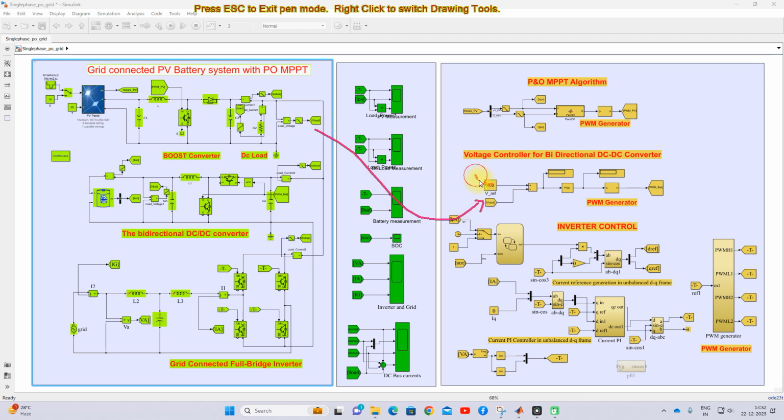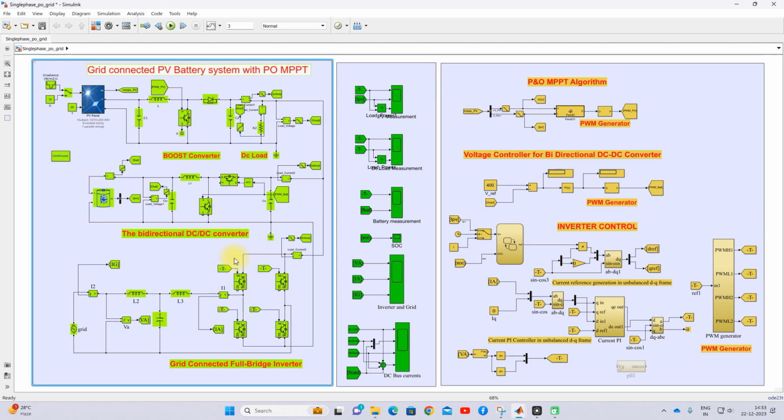So that is going to be compared with the reference voltage of 400, and the error voltage is going to be processed via a PI controller. So it will generate the duty cycle, and then it is going to be processed via a PWM generator, which will generate the pulses for that bidirectional converter. Okay, so these pulses will be used to control the two IGBTs of this bidirectional converter in order to maintain the DC bus voltage at 400 volt, and as per the power balance in the system, the bidirectional converter will operate in both directions.